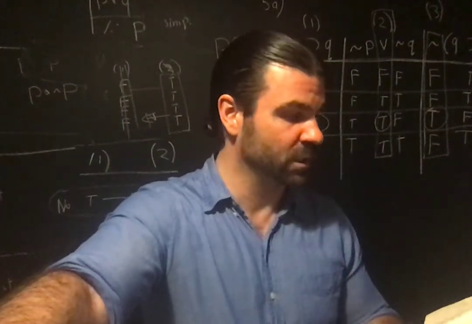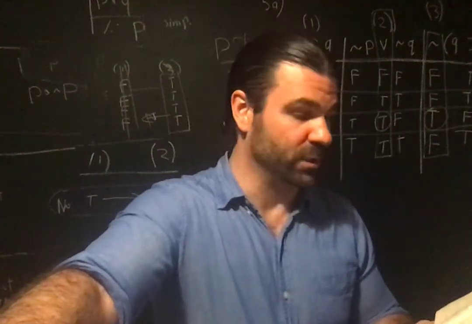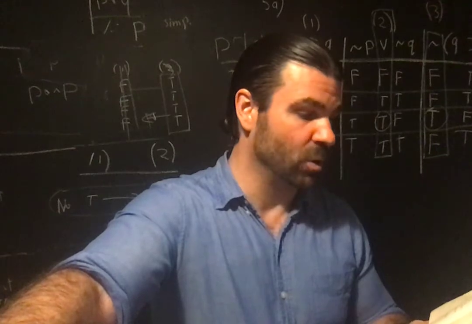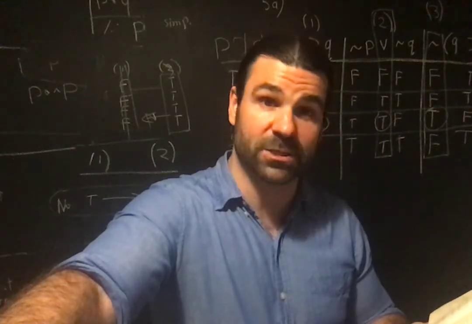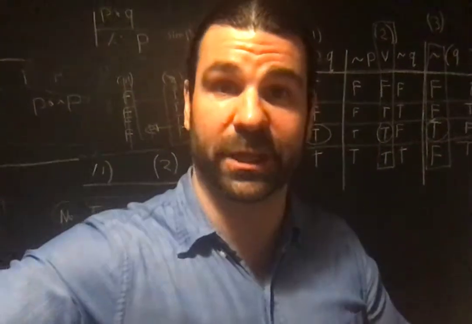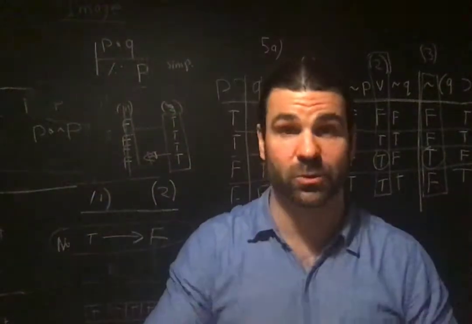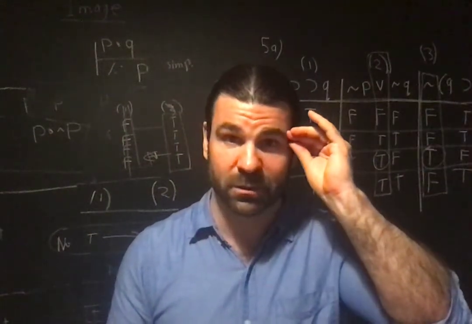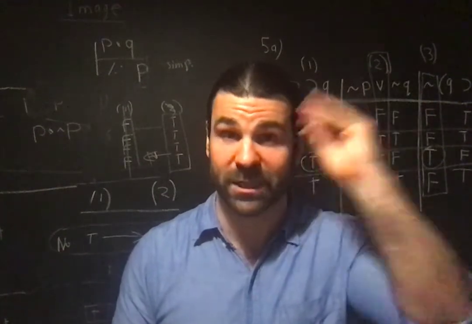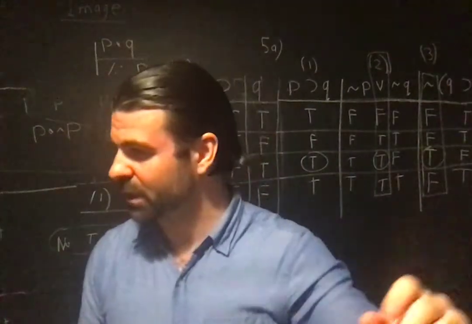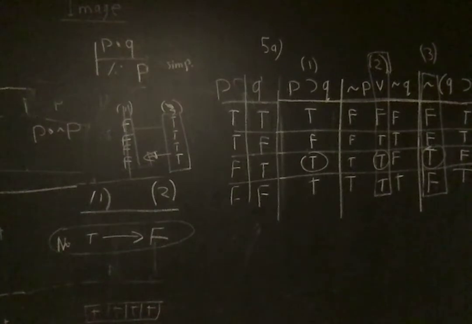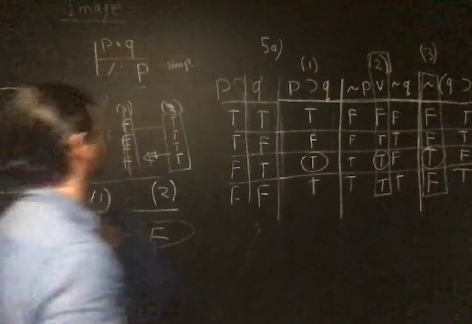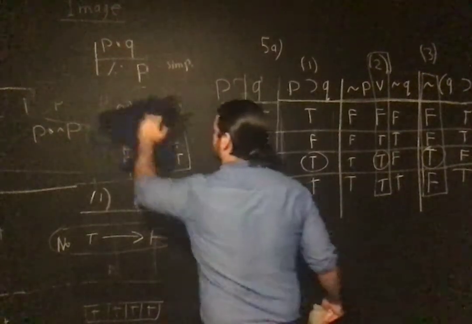Exercise 1. These are good ones for mastery of the concept. 1A, what is the negation of a tautology? For all of these questions, you want to answer them just by thinking of the truth table definition, and especially the truth table image. What is the negation of a tautology? I just want you to think.